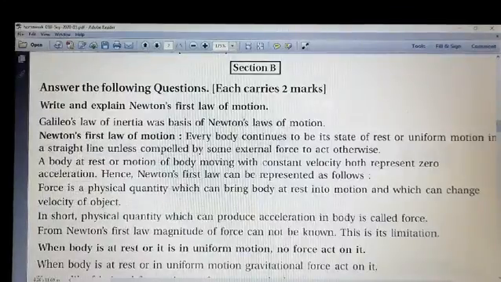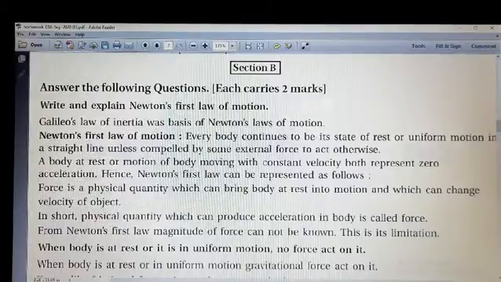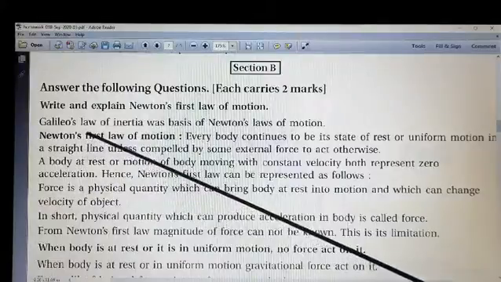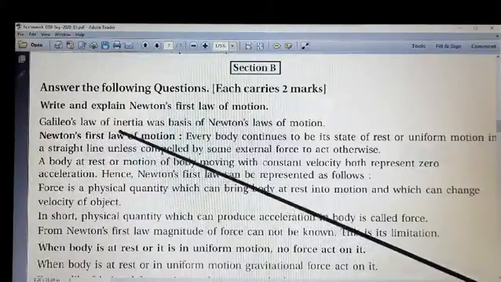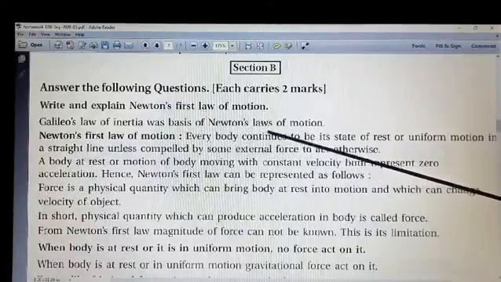Friends, we know that Galileo gave the law of inertia. With the help of this law, Newton found the laws of motion. This means Galileo's law of inertia was the basis of Newton's laws of motion.